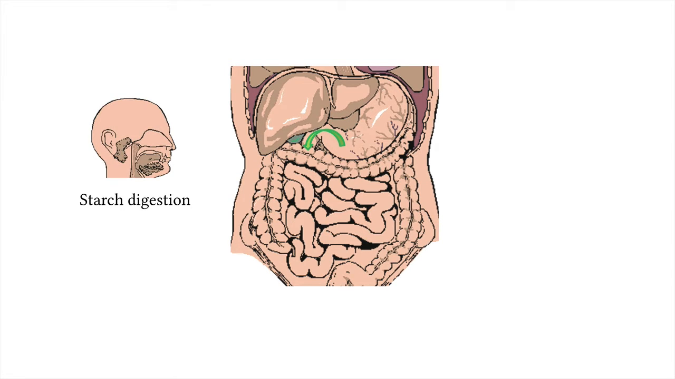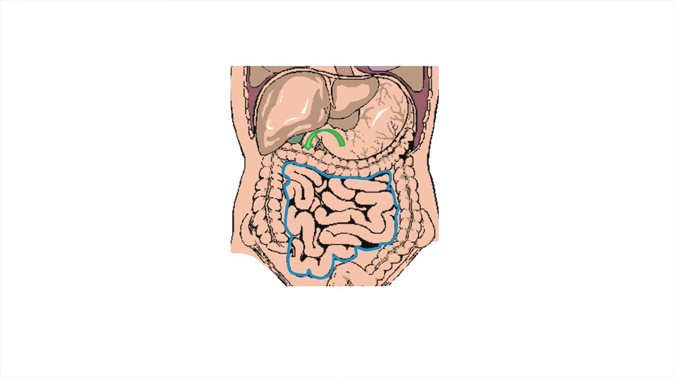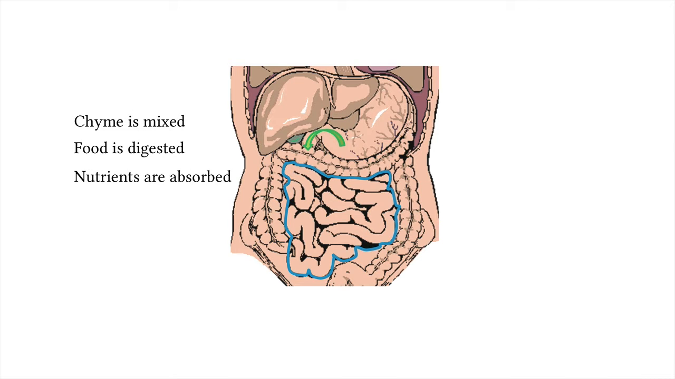You may remember that in the mouth, some starch digestion occurs when the food is mixed with saliva, and in the stomach, some protein digestion happens. But most food digestion occurs in the small intestine, and this is also where most of the absorption of nutrients into the bloodstream happens. Basically, the small intestine is where the chyme is further mixed and moved through the digestive tract until it reaches the large intestine. It's where food is digested and where nutrients are absorbed.